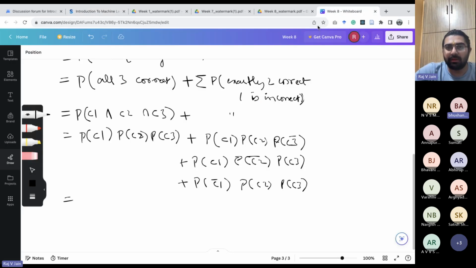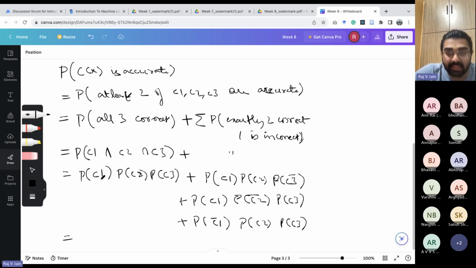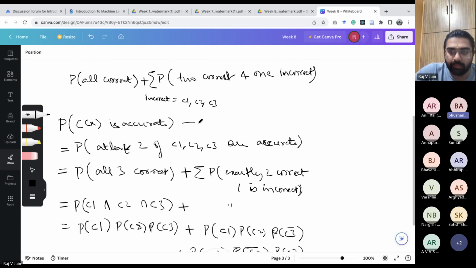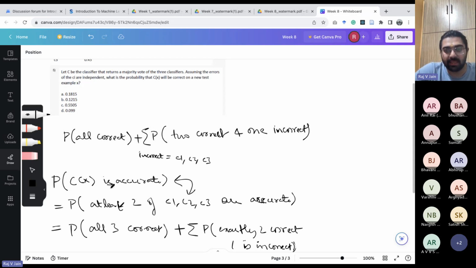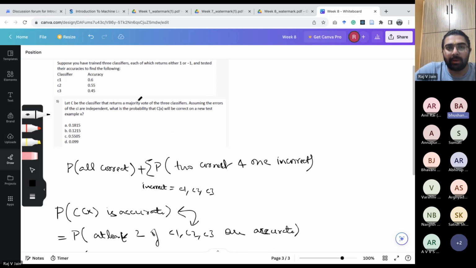This equation which you have written is basically because of the majority vote. Yes. Therefore, correct. You are saying that the majority vote would be that everybody's right or at least two are right. That is the logic. Exactly. Yes. Okay, understood. Any other doubts here?